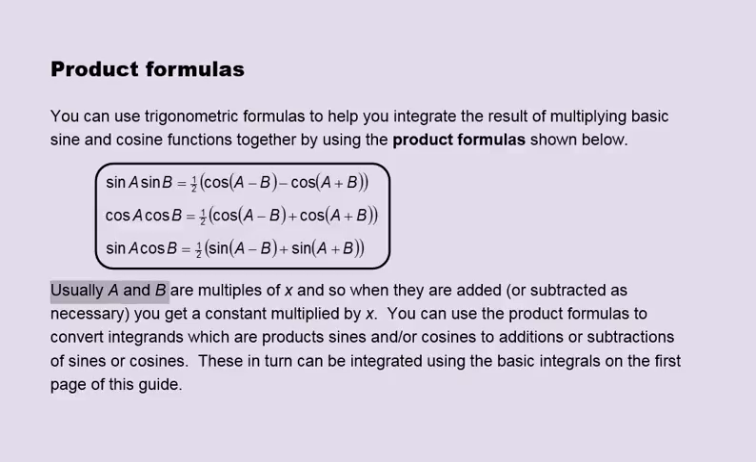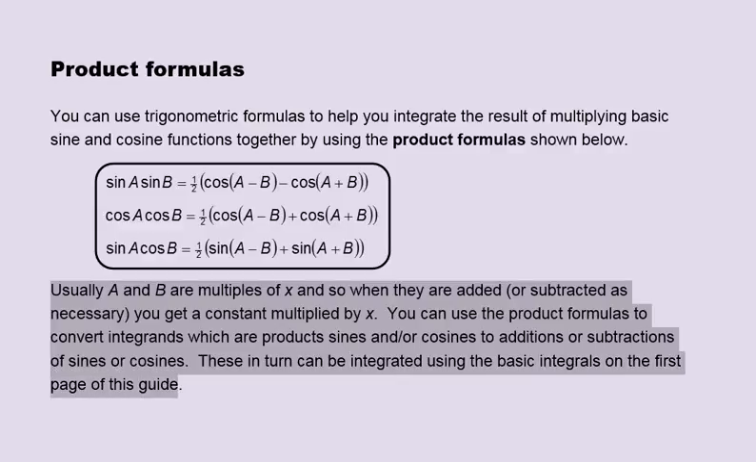Usually A and B are multiples of x, and so when they are added or subtracted as necessary, you get a constant multiplied by x. You can use the product formulas to convert integrands which are products of sines and or cosines to additions or subtractions of sines or cosines. These in turn can be integrated using the basic integrals on the first page of this guide.